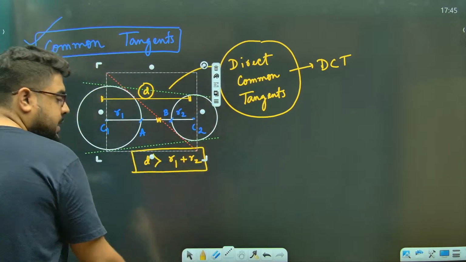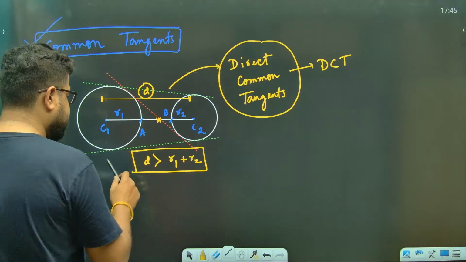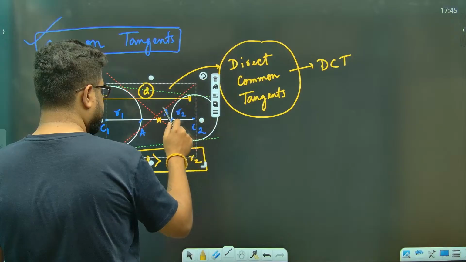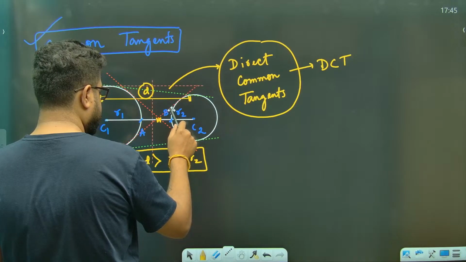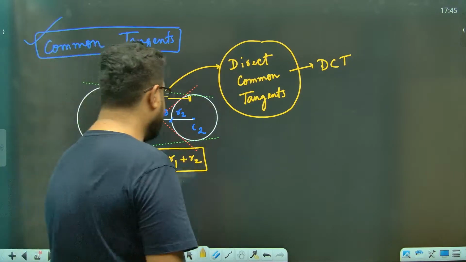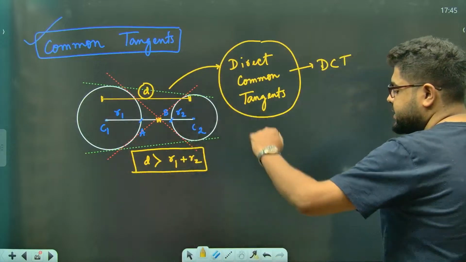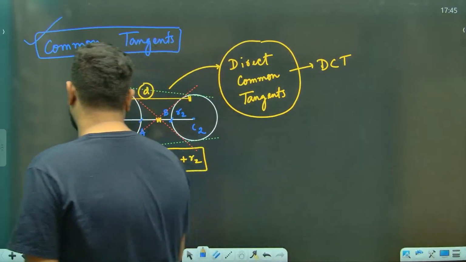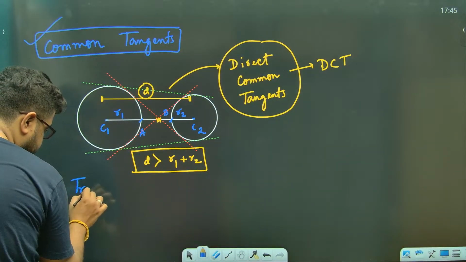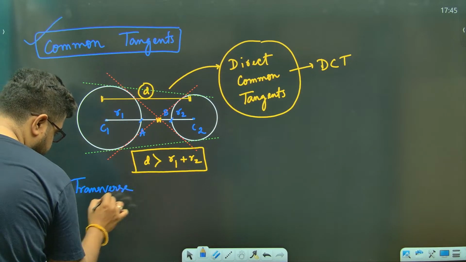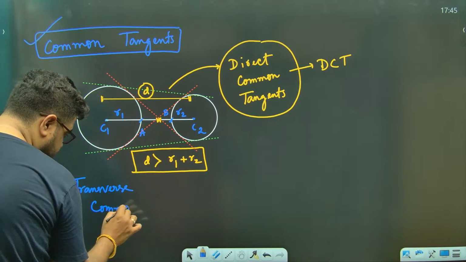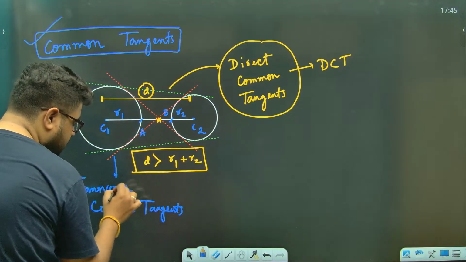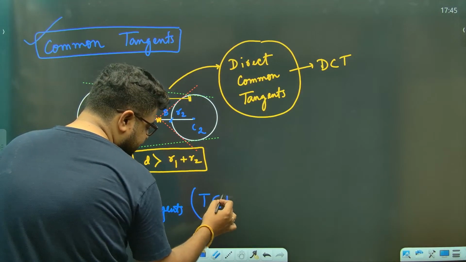Sir, this is one, and you see sir, if you try to draw another, ठीक है, ठीक ठाक. So these two, the red ones, they are called TCT, or transverse common tangents. So in short, we call it TCT.